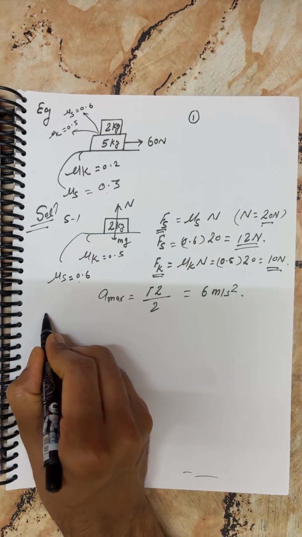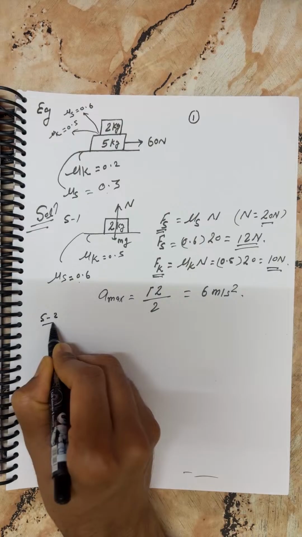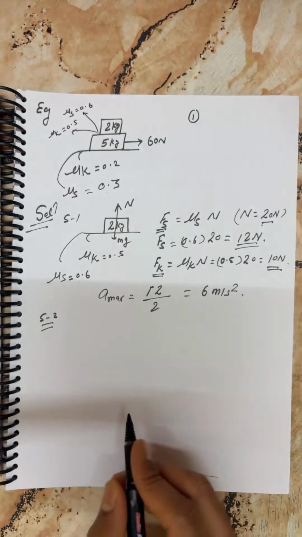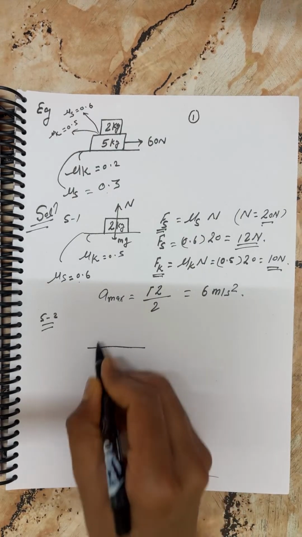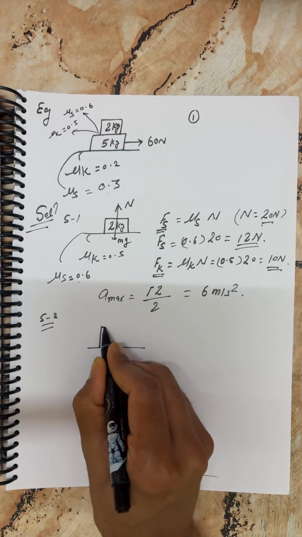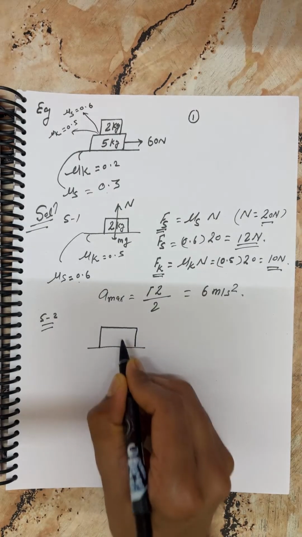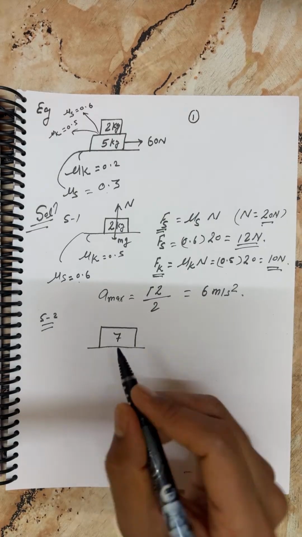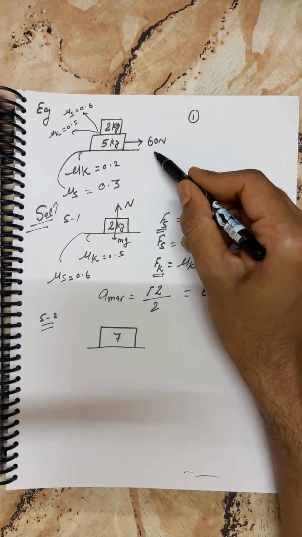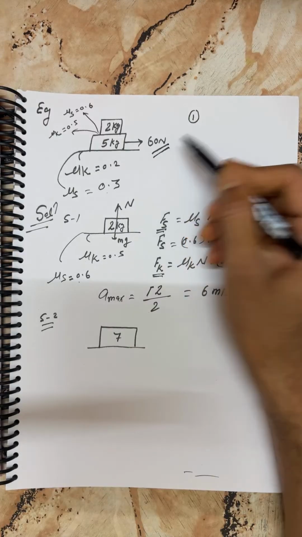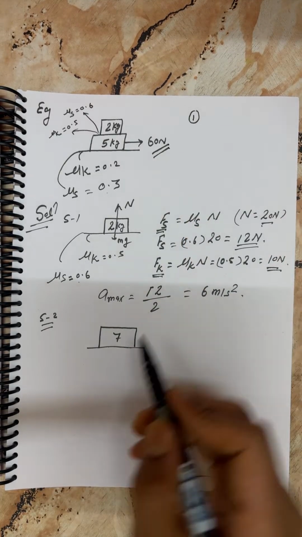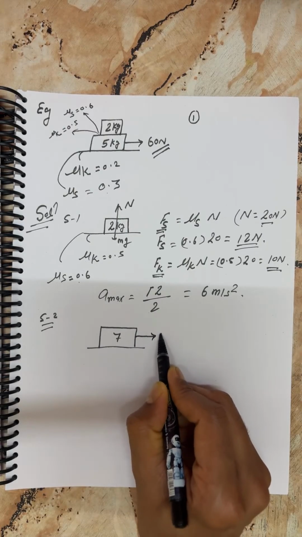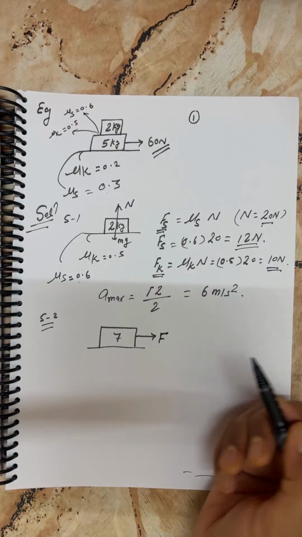Now, students, I'm going to do step two of this part. What is step two, students? Here, I'll consider both blocks as a common system, so 2 plus 5 becomes 7 kilogram. Now, here we have to verify whether the system will move together or not, for the applied force of 60 Newton. So for that, you can take any value of F. Let us say you are applying F force on the 7 kilogram.